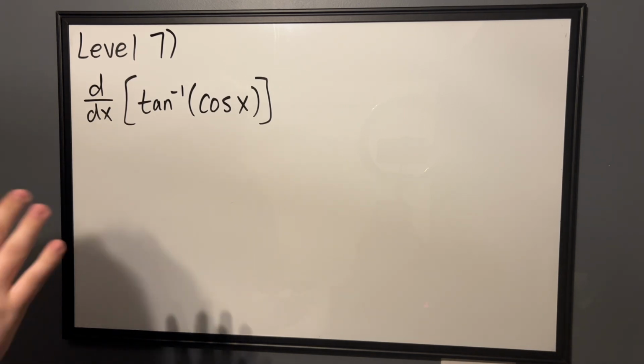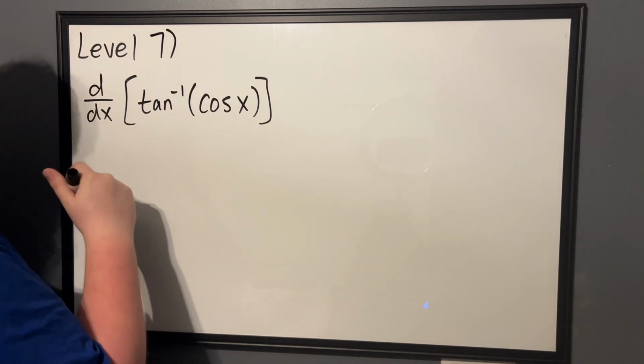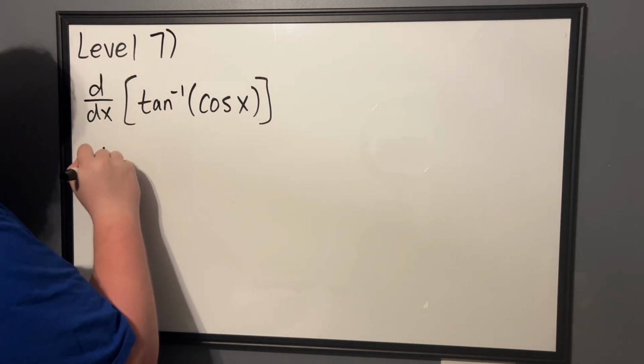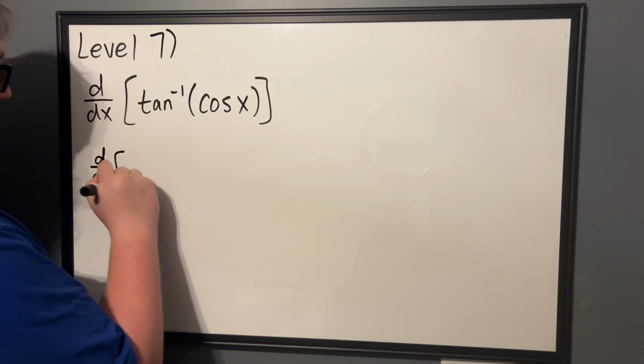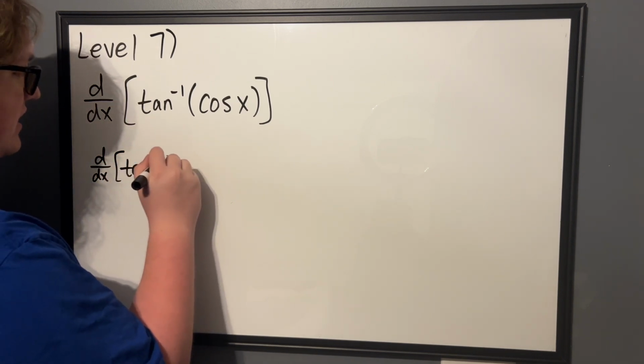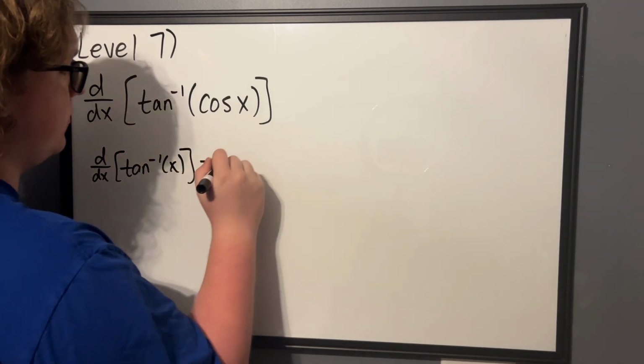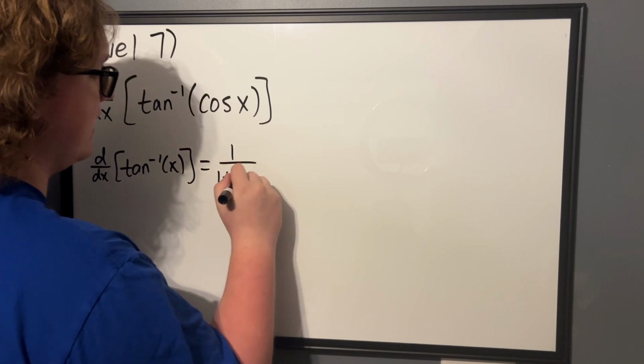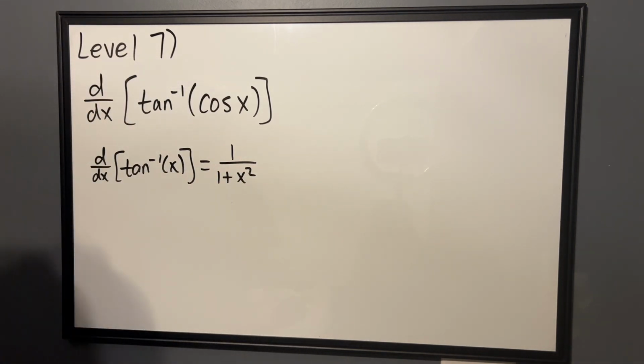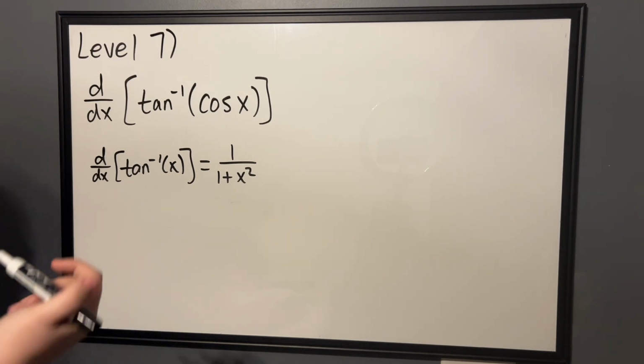So for this case, we're going to need to use the chain rule with it, but I'm going to go ahead and remind you of the derivative of inverse tangent. So if we have the derivative with respect to x of inverse tangent of x, this is equal to 1 over 1 plus x squared. So that's the basic derivative of it. So we do 1 over 1 plus the input squared. Okay, so we're going to do the same thing here.